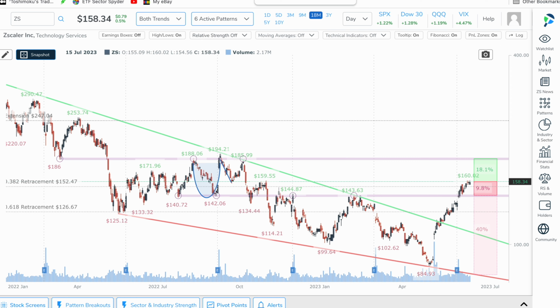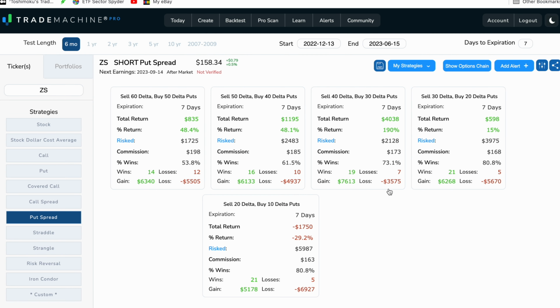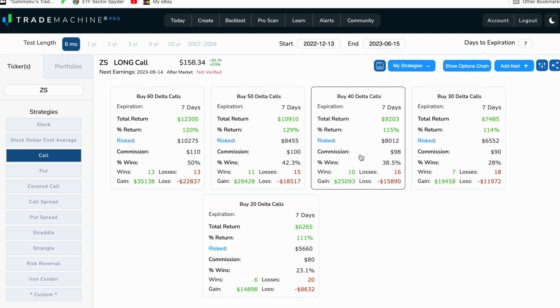If we go back into our options backtester, you can see that selling a 40-30 delta put spread has been very profitable. $4,000 return if you were to sell 5 contracts every week for the last 6 months. That's not bad. Let us also see what would happen if we were just to buy a call. You can see buying a call was also a very good strategy. The win rate isn't as high, but nevertheless, the returns are very good. But not quite as good as the put spread, which is interesting.